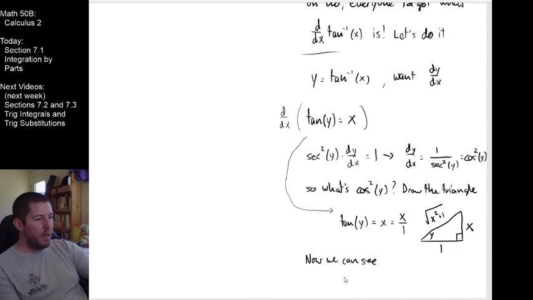Now we can see cosine squared of y, which again is our answer, right? Our goal was to find dy/dx. It's cosine squared of y. Now I can see that cosine squared of y is, well, cosine of y, cosine is adjacent over hypotenuse. So it's 1 over the square root of x squared plus 1, squared. So it looks like our answer here is 1 over x squared plus 1, and that's our dy/dx.